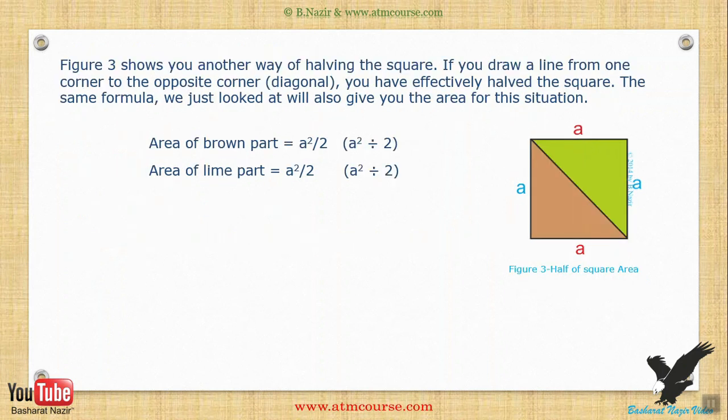Figure 3 shows you another way of halving the square. If you draw a line from one corner to the opposite corner, a diagonal, you have effectively halved the square. The same formula we just looked at will also give you the area for this situation. Area of brown part equals whole area divided by 2. Area of lime part equals whole area divided by 2. So, the area of half of a square is basically half of the area of the square.